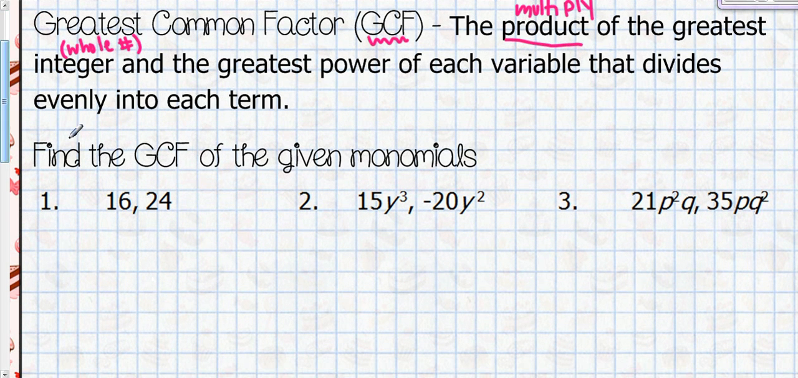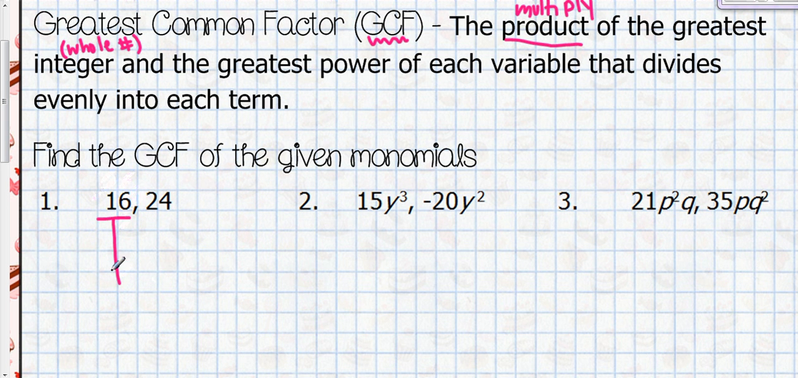So on number 1, it says find the GCF of the given monomials. Remember, monomials are just something with one term. So my first term on number 1 is 16. My second term on number 1 is 24. And in order to find the GCF of two things, I'm going to make a factor tree, or just list out all the factors of each of my numbers or each of my expressions.